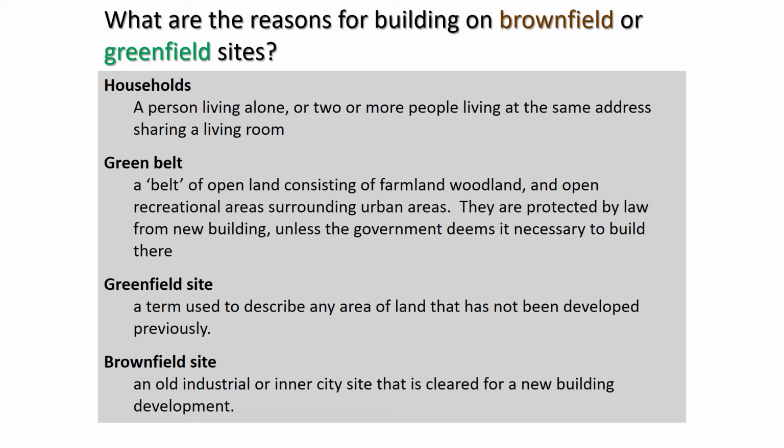Because our green belt and greenfield land is area that's not being developed on. Green belt is area surrounding the city. Brownfield is old industrial sites that have been built on before. So I'll let you pause that and jot that down.